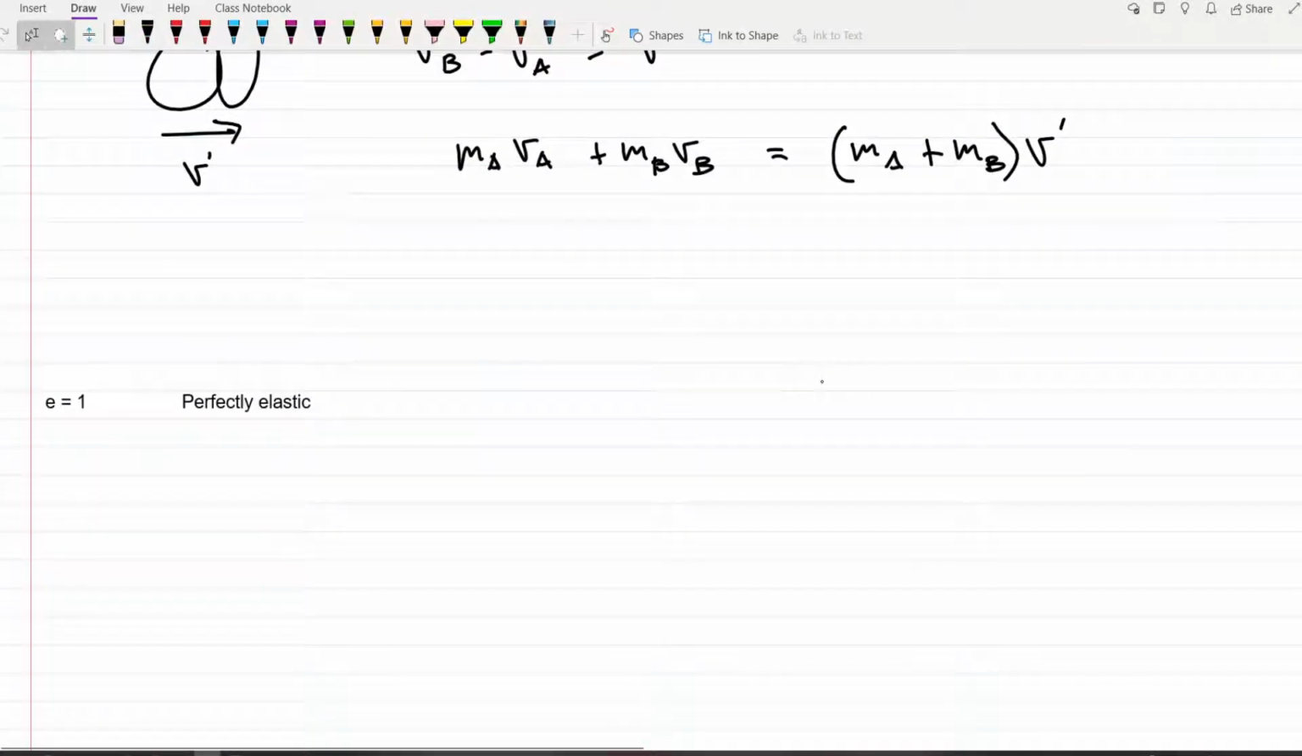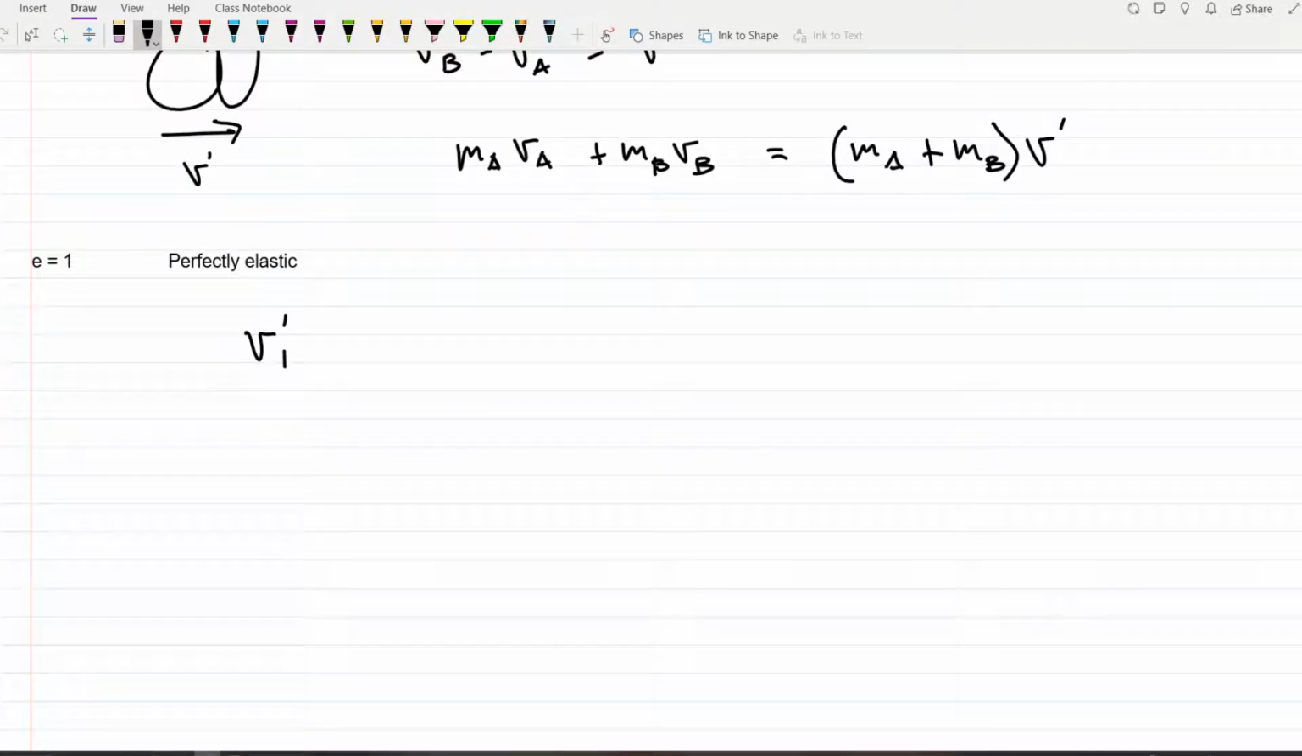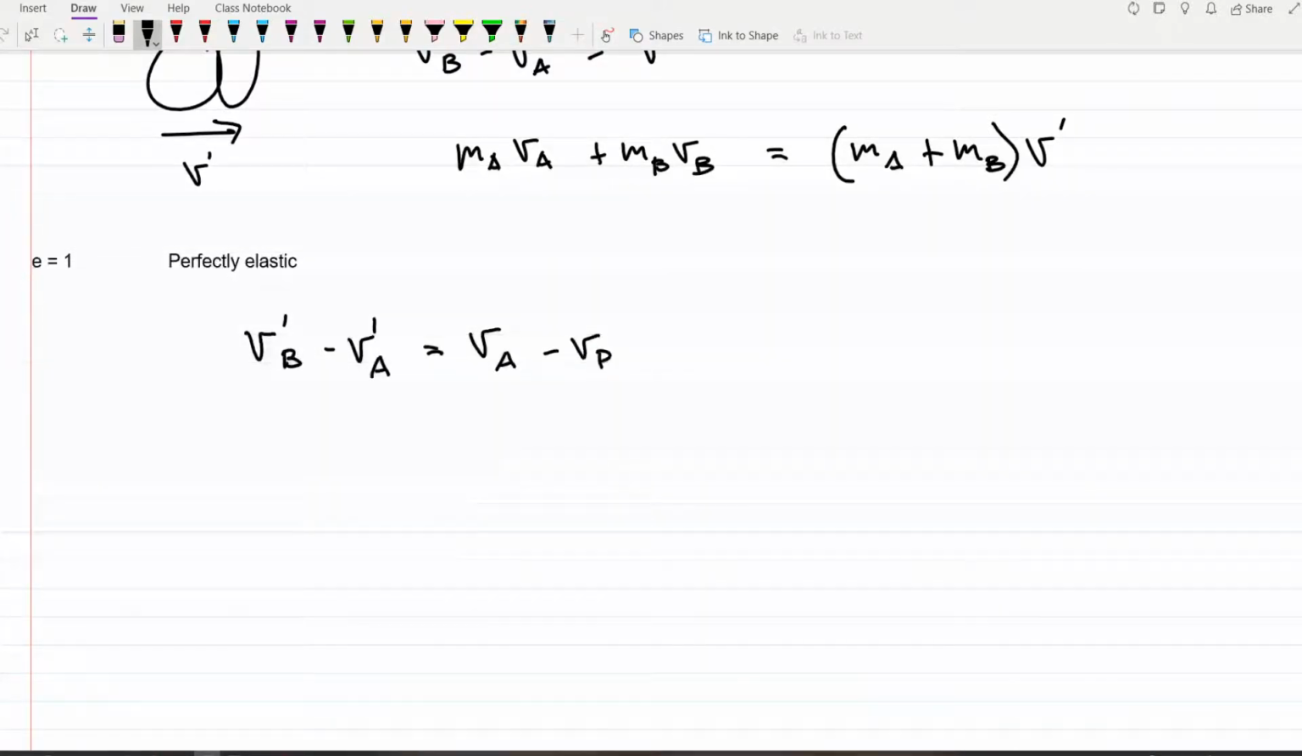Another case is perfectly elastic. This is what is always said not to exist in the real world, but when the relative velocities before and after impact are equal, meaning V prime B minus V prime A is equal to VA minus VB. This means their relative velocities before impact are the same as after impact. Okay.